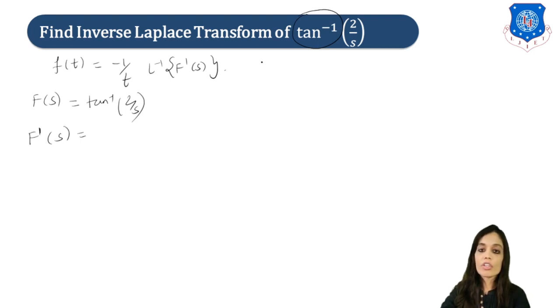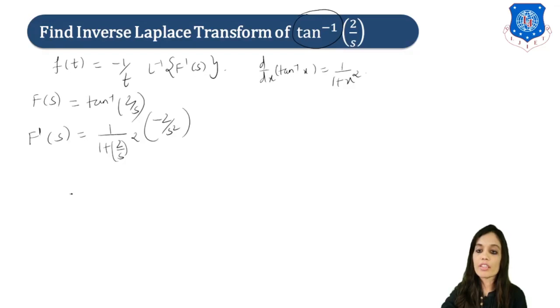So now we know the derivative of tan inverse of x will be what? 1 upon 1 plus x square. So here the derivative will be 1 upon 1 plus (2 by s) whole square. Now apply chain rule in this. So minus 2 upon s square will come, right? Now simplify this. So we will get s square upon (s square plus 4) into minus 2 upon s square. Now this gets cancelled out.